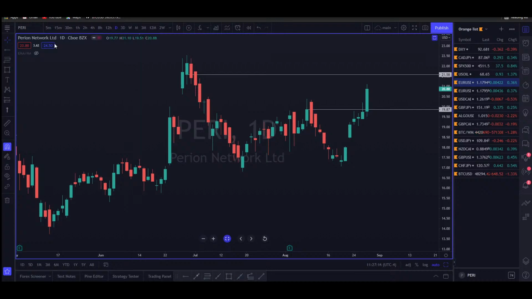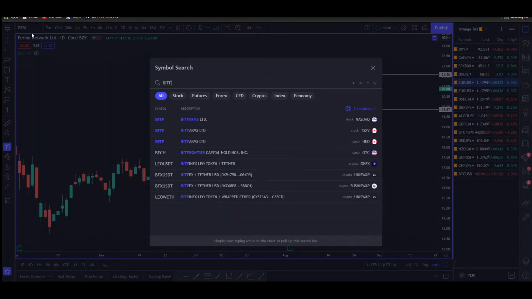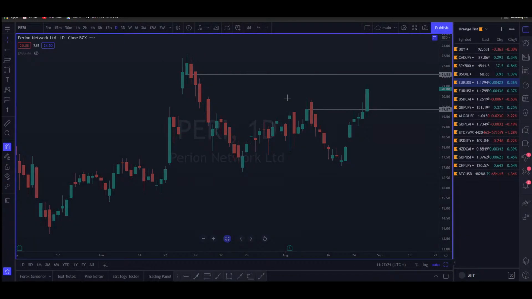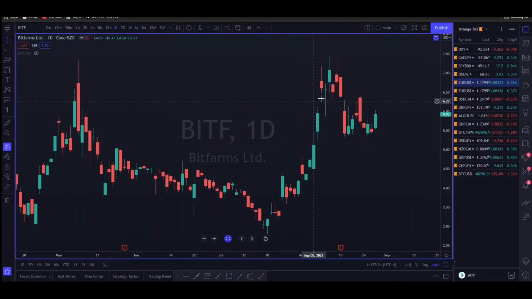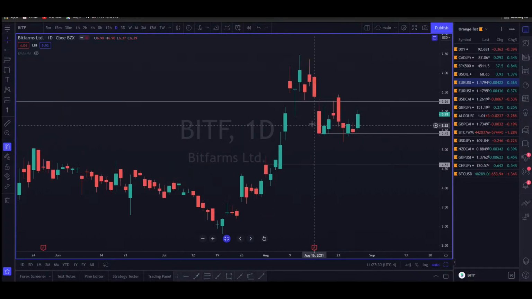And then BITF. Bit Farms, another mining operation. Looks like it's holding support. This is support. We've already looked at this. I probably would have said something like, as long as you're not getting daily closures below $5.43, you can look for bullish entries. You did not get a daily close below that level. This does not count because it is a bullish candle and it opened lower than the support.